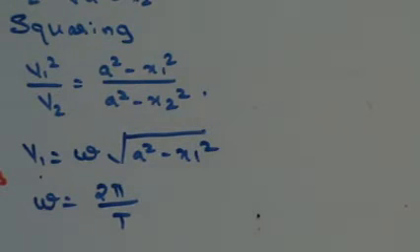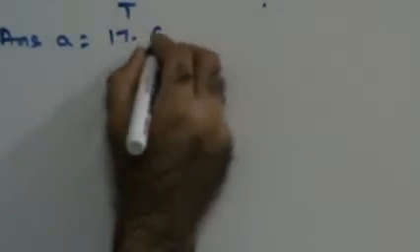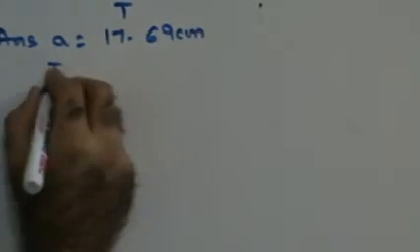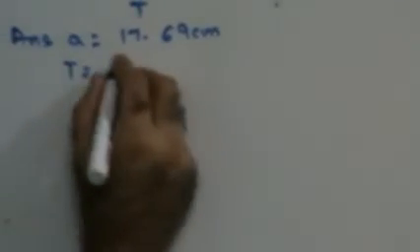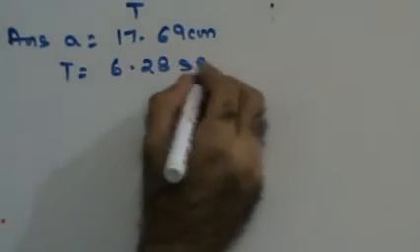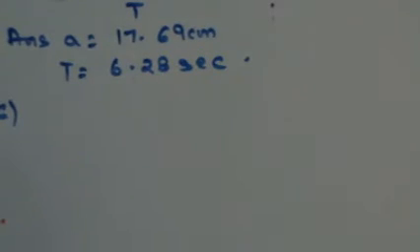Solve the sum, get the answer. Answer for the sum should be amplitude is 17.69 centimeters and time is 6.28 seconds. Next, take on next sum please.